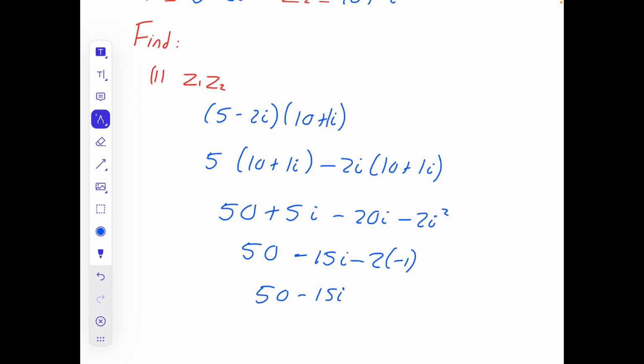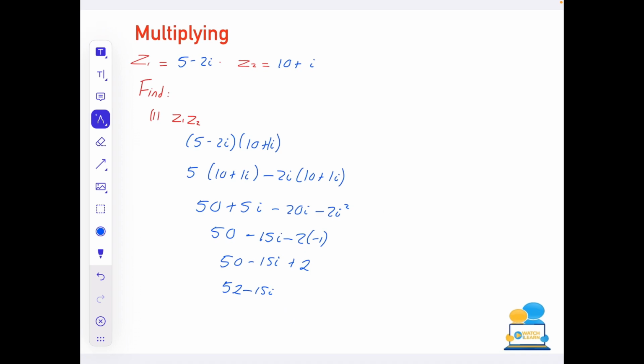Now be very careful here. Two minuses being multiplied by each other. A minus multiplied by a minus will give me a plus 2. So my answer then is going to be 52 minus 15i. Okay, that skill is going to be really important when we get on to division, because we're going to see it again there. So it's an important one to be able to do before we move on, for when it comes up in a harder question.